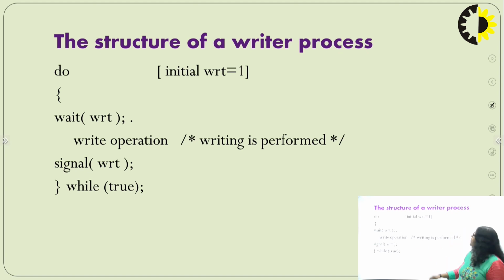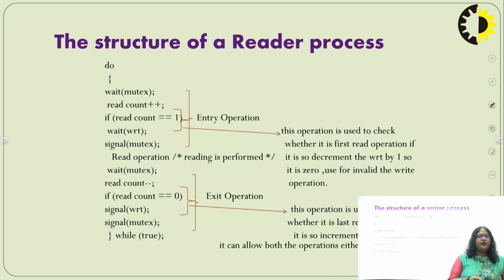Now this is the structure of the writer. Wait write, that means one writer is using the critical section. When one writer is using the critical section, no other writer can come into the critical section at the same time. When this writer is out of the critical section, then signal is high. And many writers can use the same process many times.